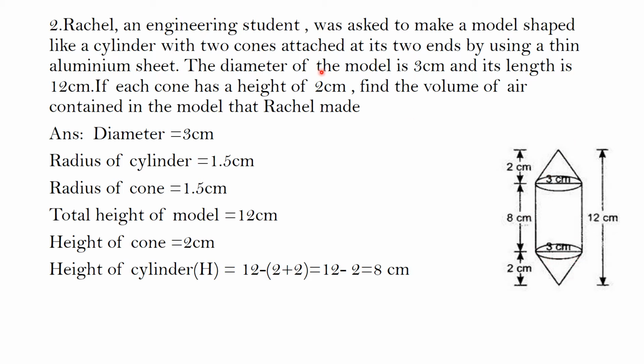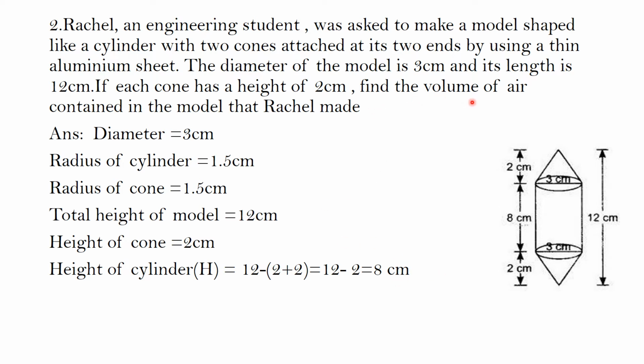It is given diameter is equal to 3 cm. So, diameter of the cylinder as well as diameter of the cone will be 3 cm, and we can say radius of the cylinder will be 1.5 cm and radius of the cone also will be 1.5 cm. Now it is given the length of the model is 12 cm. As the radius of the cone is 1.5 cm and height of the cone is 2 cm, we can say height of the cylinder will be 12 minus of 2 plus 2, which is equal to 8 cm.